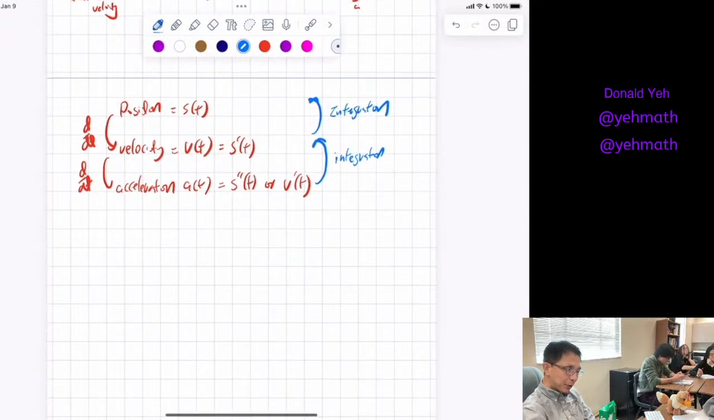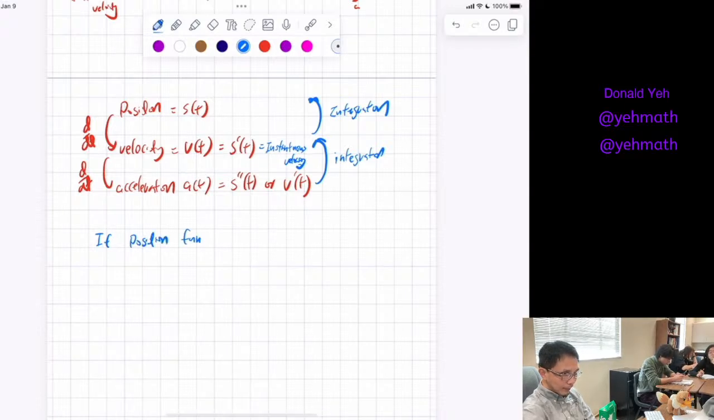Let's talk about what's average. So this is actually instantaneous velocity. Okay, so what is the average velocity? If the position function is given, what will be the average velocity? That's s of t. How do I find average velocity?